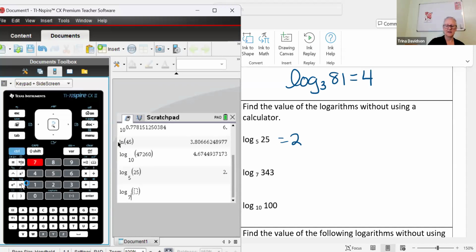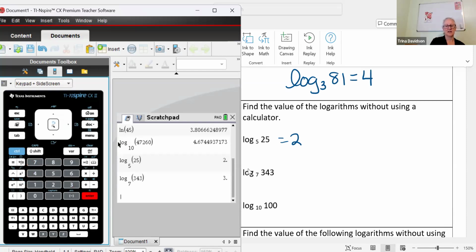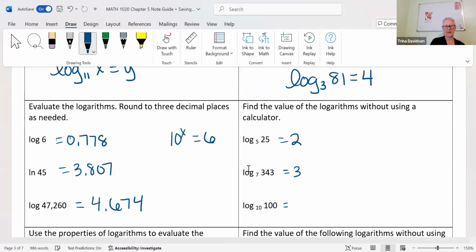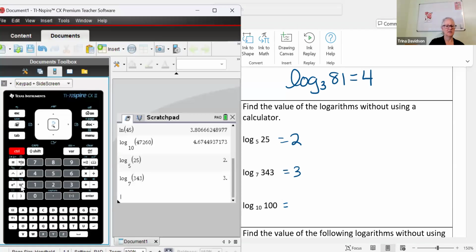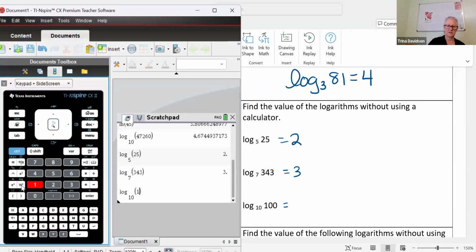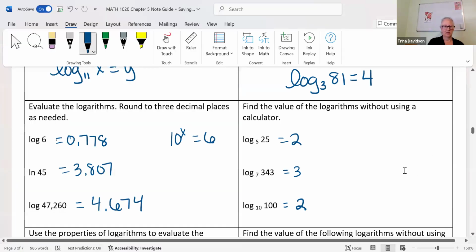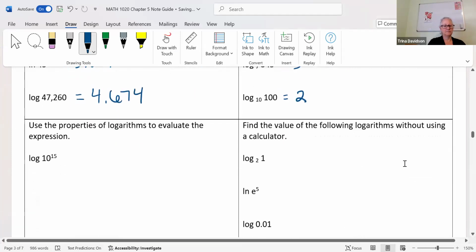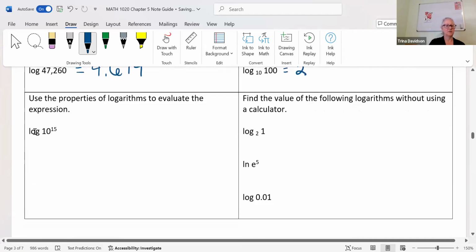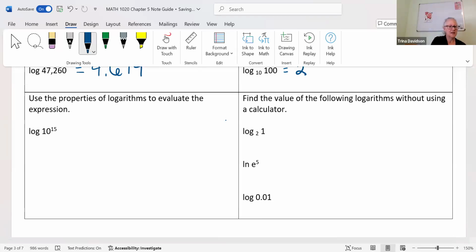All right, this one has a base of 7. So 7 to the what power gives us 343? That's 7 to the third power. And then 10 to the what power gives us 100? And that's going to be a 2. All right, this one you can put straight in your calculator. There is not a base here. If there was a base, it would be lower down.